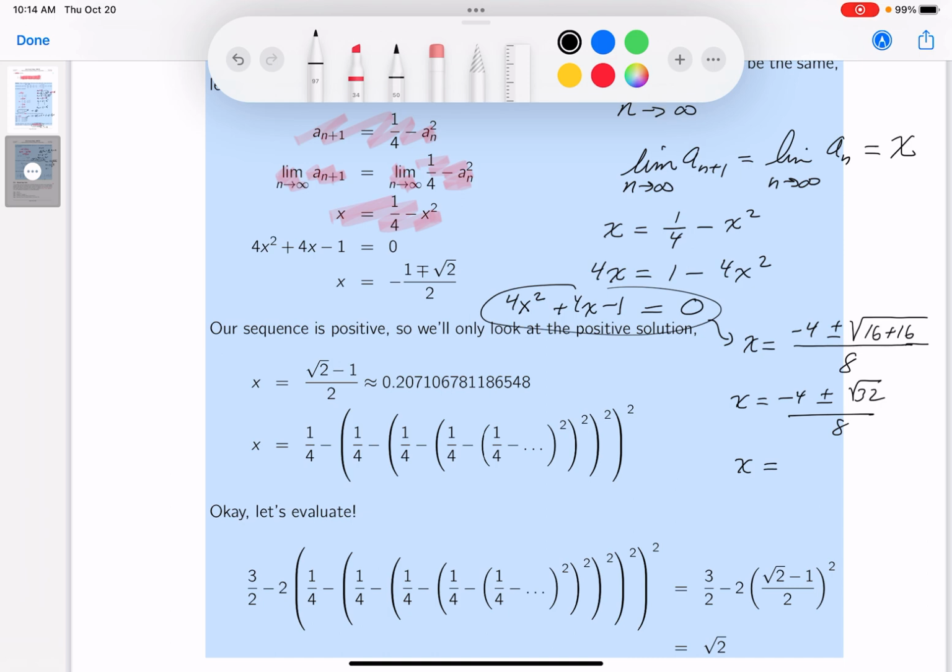You get x equals minus 4 plus or minus 4 root 2, because 16 is in 32, by the way, over 8. I'm going to reduce it by a factor of 4. So minus 1 plus or minus root 2 over 2, since I'm dividing by 4. That's two separate numbers, by the way. I'll write them down for you. Minus 1 plus root 2 over 2, which I hope you realize is a positive number. And the other is minus 1 minus root 2 over 2, which is a negative number.